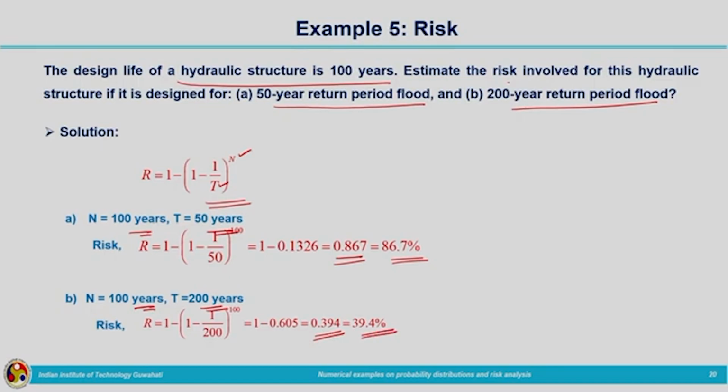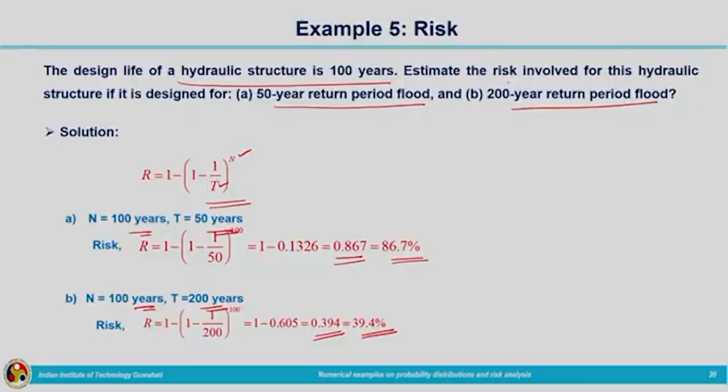So, the risk is reduced. Here we need to have two data: one is the return period of the extreme event and also the design period corresponding to the particular hydraulic structure. Now, let us solve one more example related to risk.